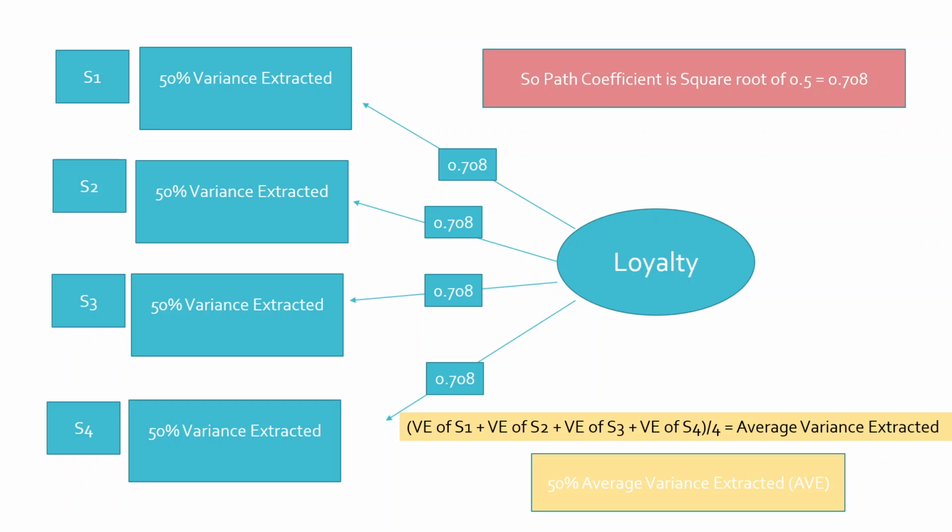Now, what is overall variance extracted, also known as the average variance extracted? If we say variance extracted of S1 plus variance extracted of S2 plus variance extracted of S3 plus variance extracted of S4, its average is the average variance extracted of the construct. This also we want to be more than 50%.